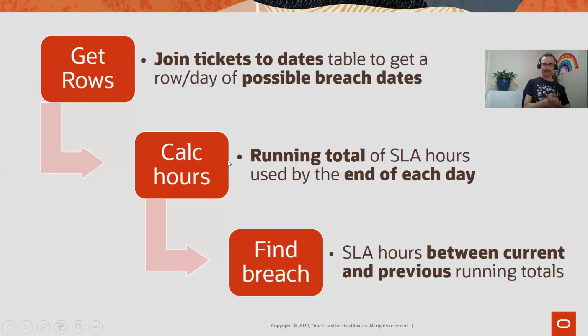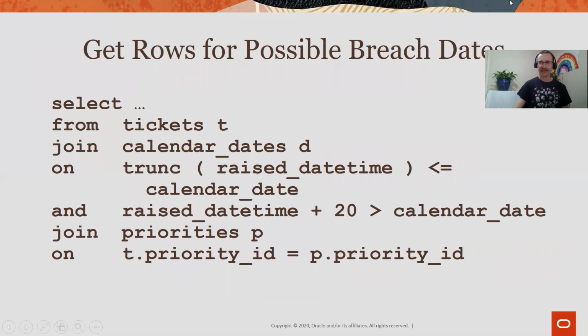All right, so now let's walk through some of the SQL and how we actually do this. So the first thing we need to do is generate those rows. So just joining all the tables together again: tickets, priorities, and dates. So this looks something a bit like this.